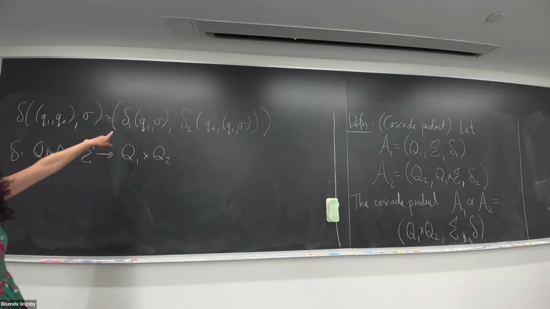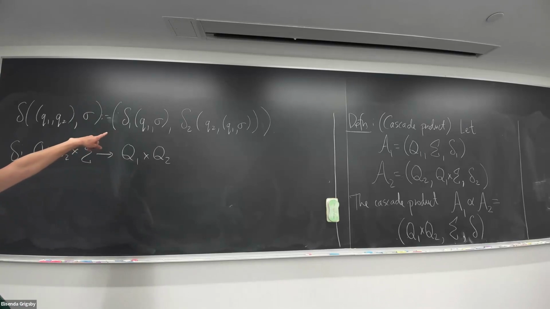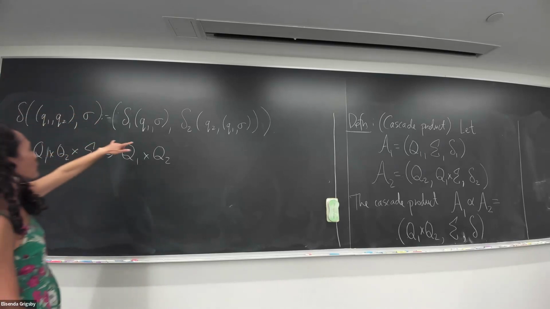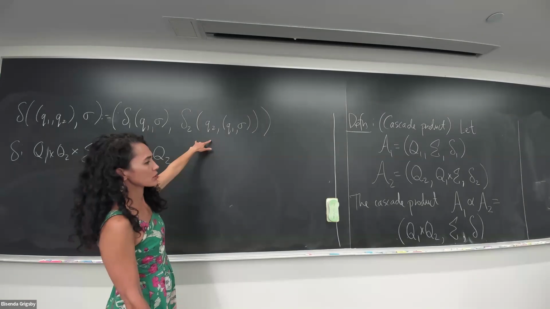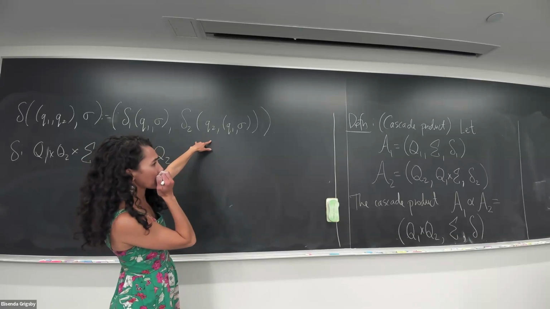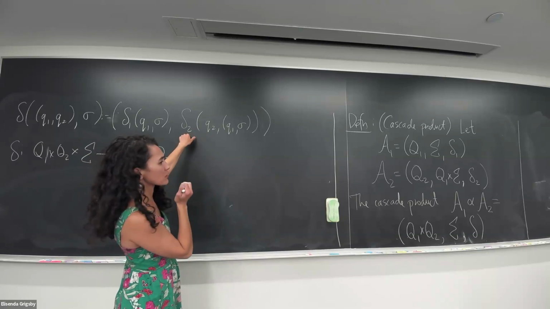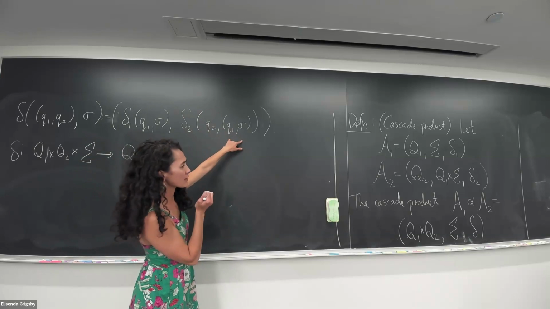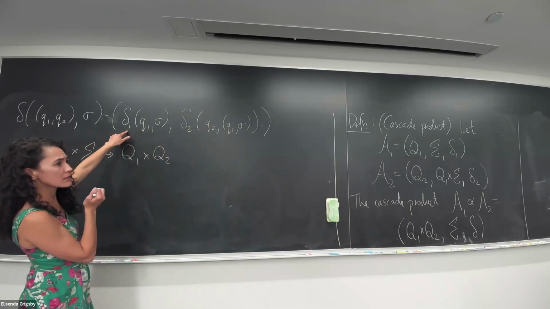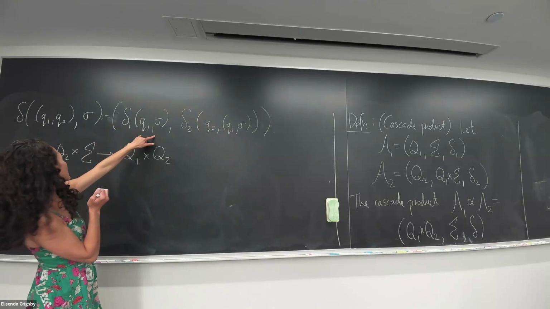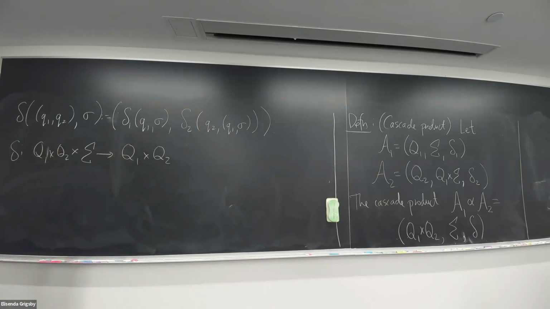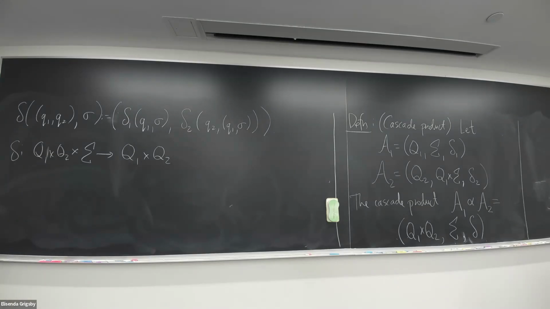Okay, so delta 1. Yeah, what's in the first? The output here should be something in Q1, and the output here should be something in Q2. And the inputs to delta 2 are something like this. And the inputs to delta 1, something like this. Oh, yeah, I'm sorry. I was reading the wrong thing. You're right. Okay.